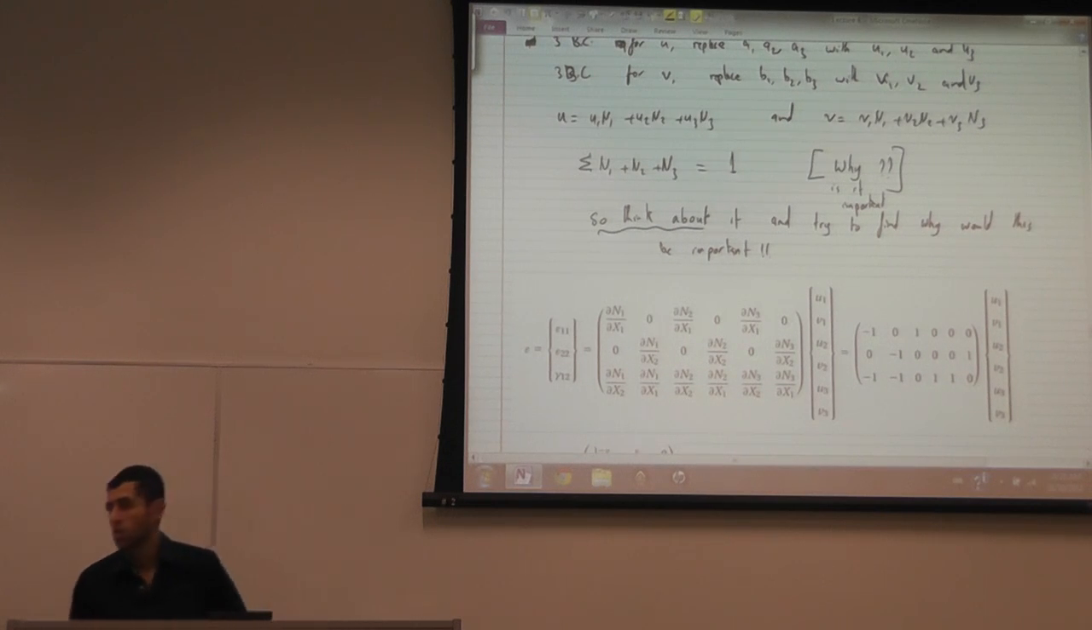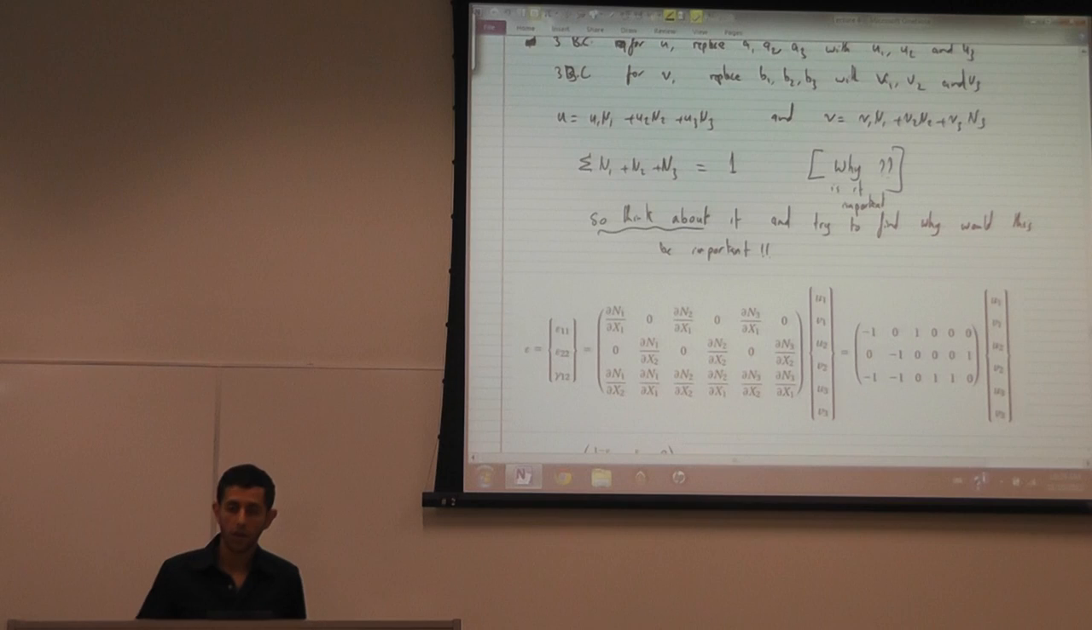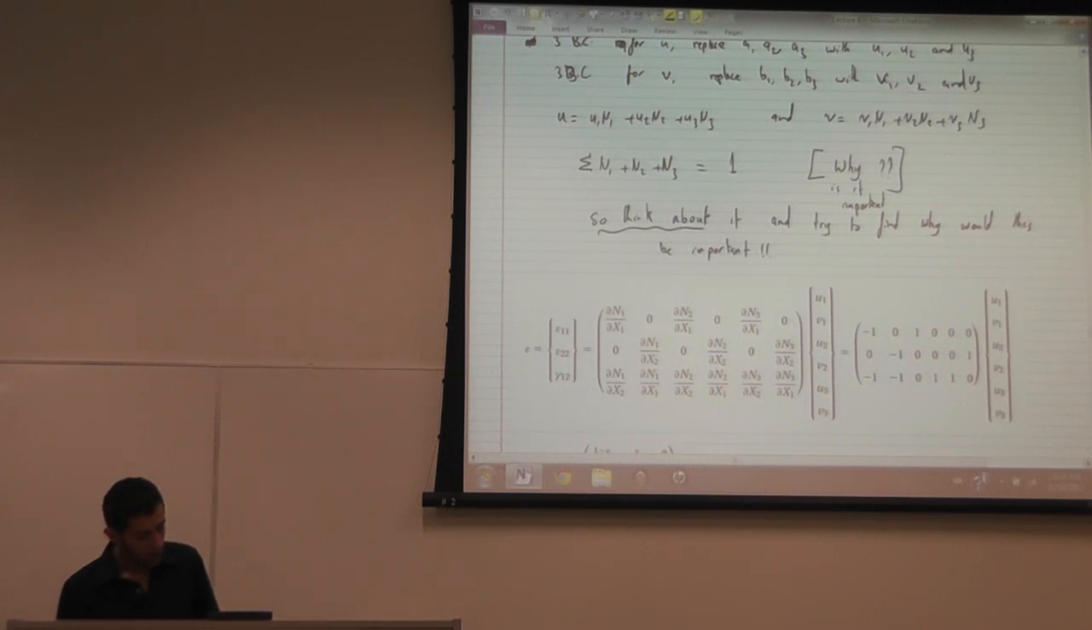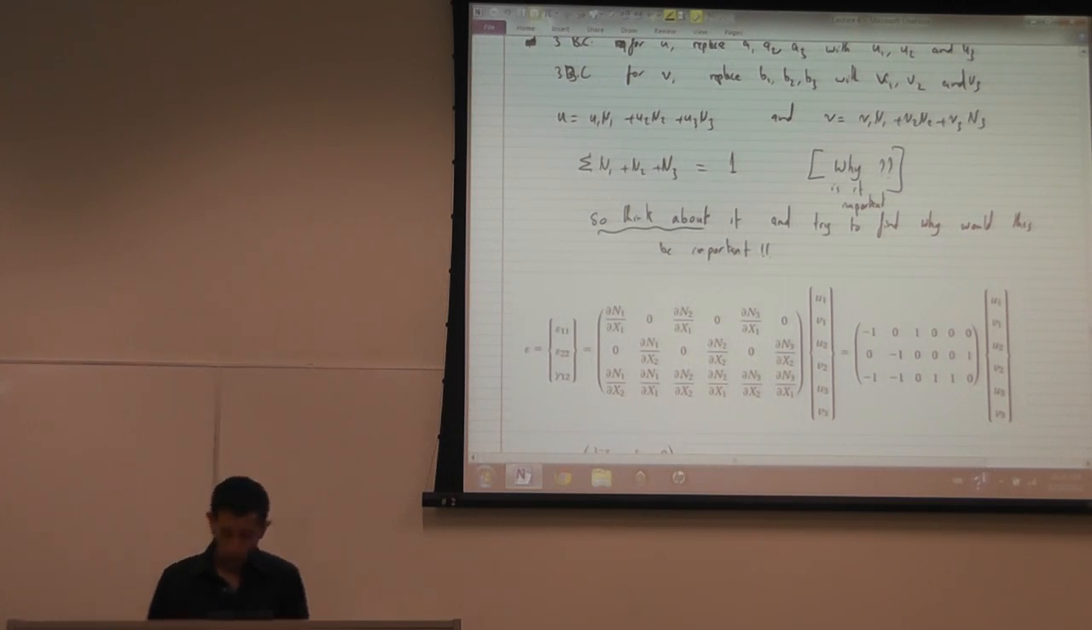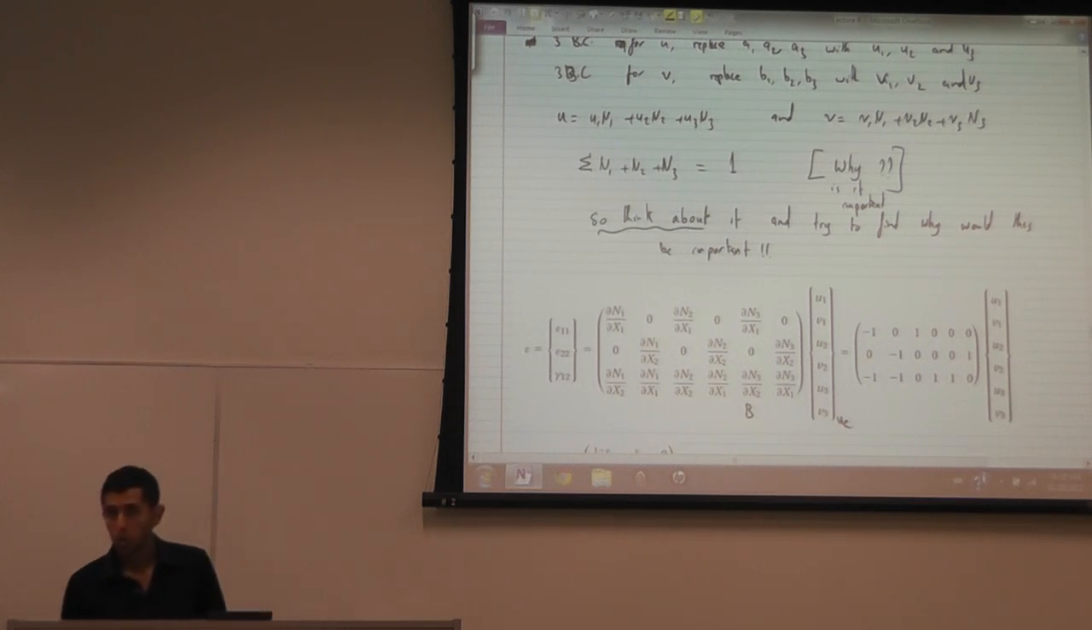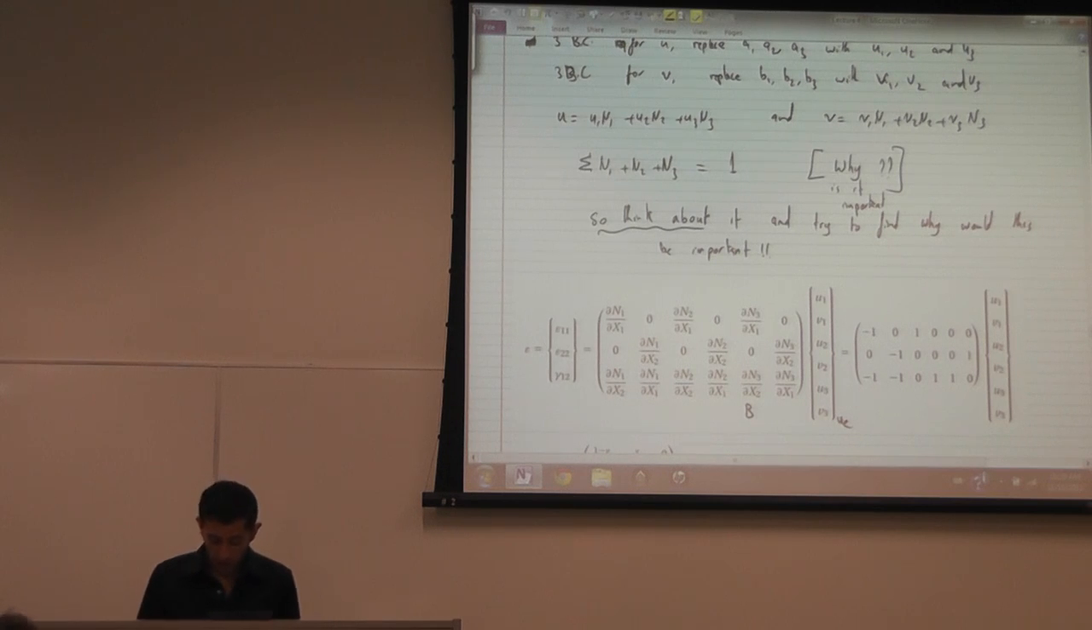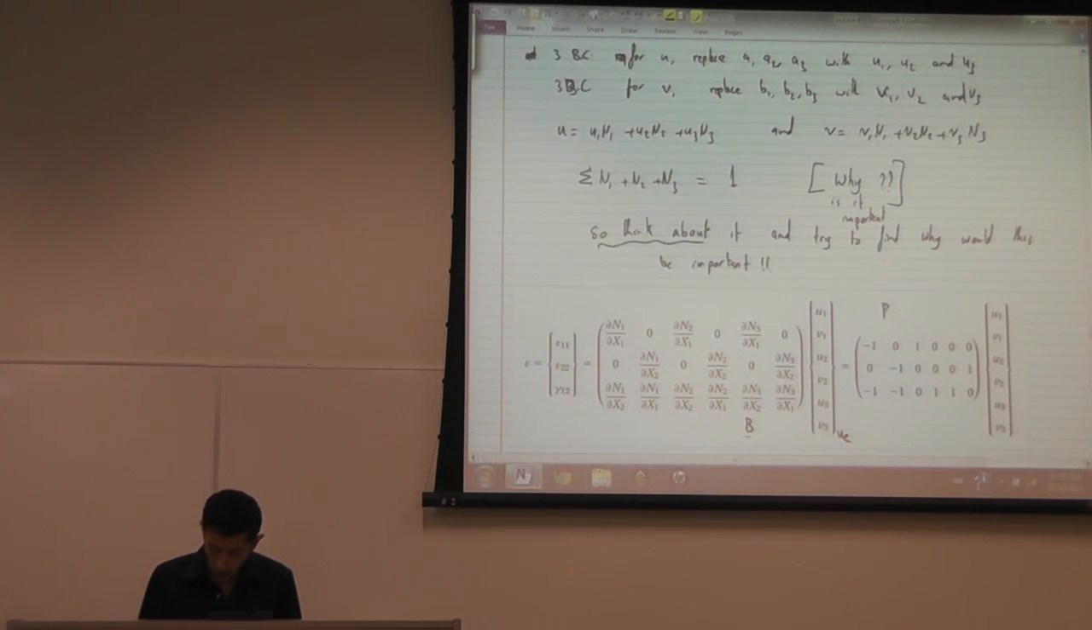Alright, so this is a two-dimensional problem. I'm only looking at the horizontal or vertical displacement, so I only look at those three strains. So this is my B matrix multiplied by u and v. Now look at the simplicity of the matrix B. It's just made out of constants, which tells you B is not a function of x and y.